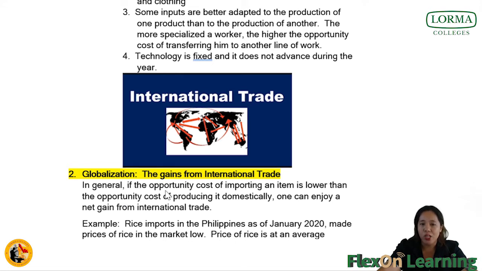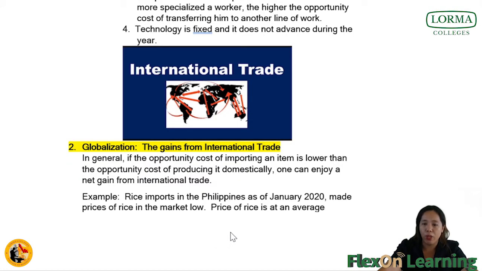Globalization. In general, if the opportunity cost of importing an item is lower than the opportunity cost of producing it domestically. So if you are going to produce it here in the Philippines and it's very costly, when in fact it's very easy to get online, why not enjoy international trade? So an example is rice imports in the Philippines as of January 2020 made prices of rice in the market low. Why? What happened?